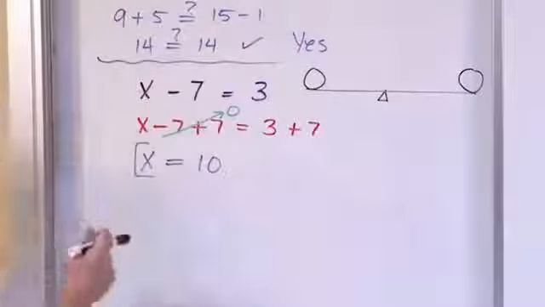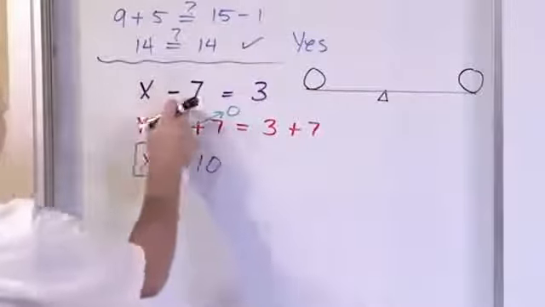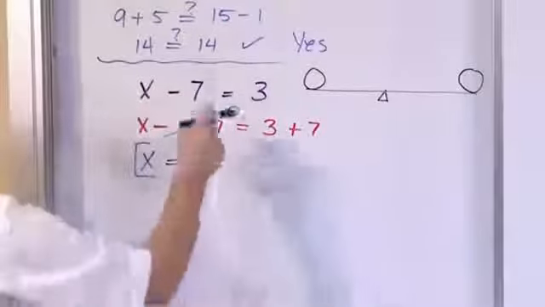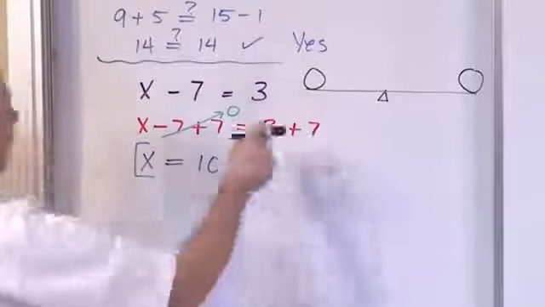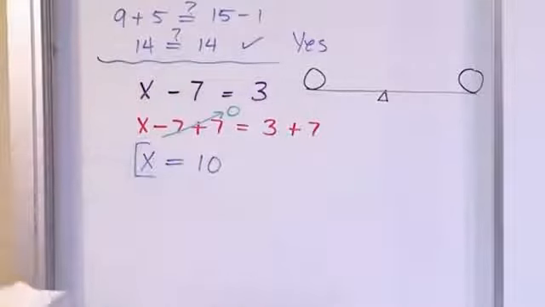So what I recognized here is that I have a negative 7. I want to get rid of it. So I have to do the opposite. I add 7 to the left, and because I have to keep it balanced, I then also have to add 7 to the right-hand side.